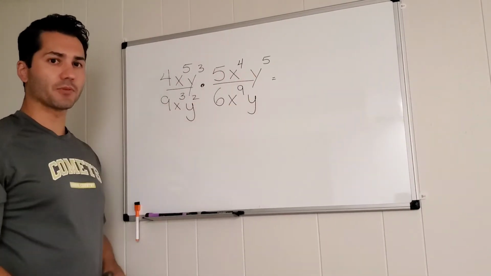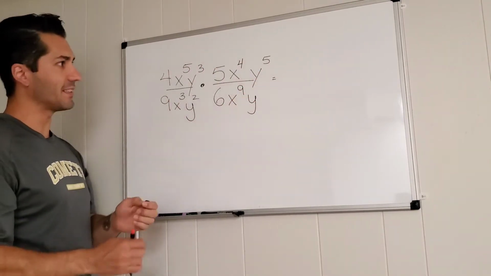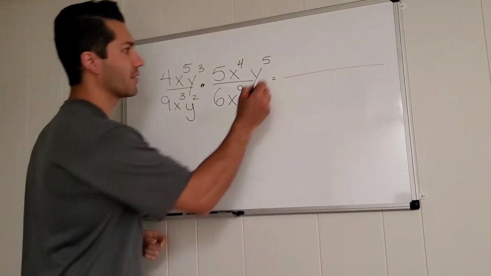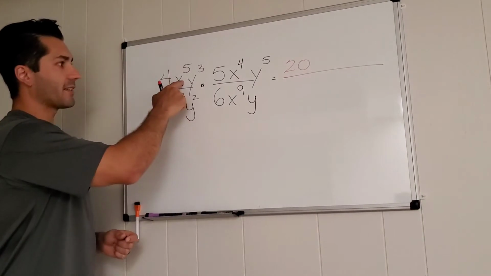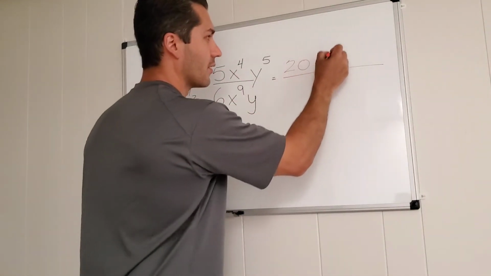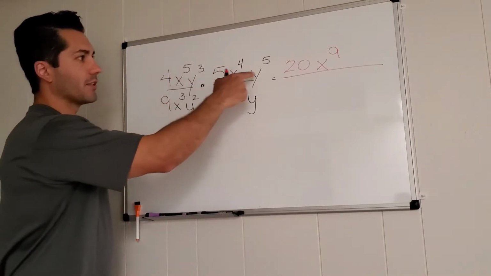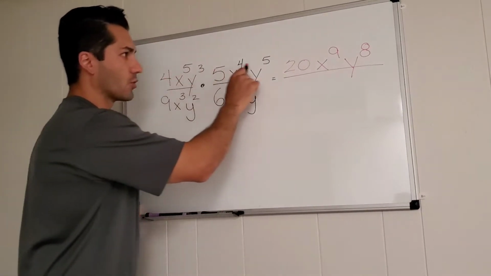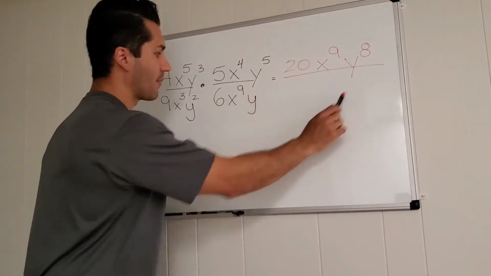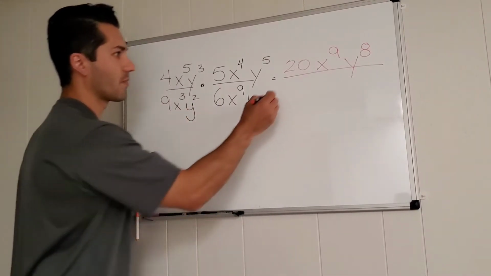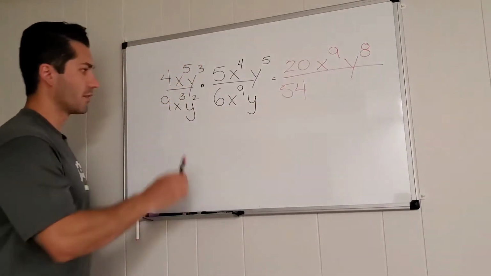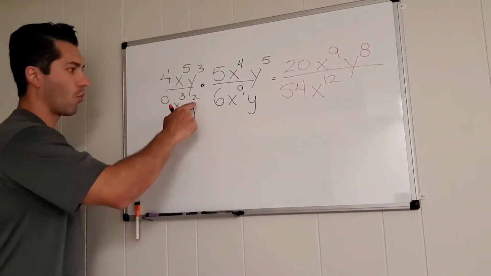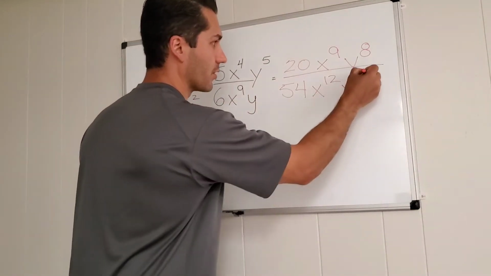So just like a multiplication problem, if you had fractions, you can multiply right across. That's the easiest way to do this. So we're going to multiply straight across. 4 times 5 is 20. X to the 5th times x to the 4th is x to the 9th. Y to the 3rd times y to the 5th is y to the 8th. Multiplication, we can multiply right across the numerator, and we're going to do the same with the denominator. 9 times 6 is 54. X to the 3rd times x to the 9th is x to the 12th. Y squared times y is y to the 3rd.